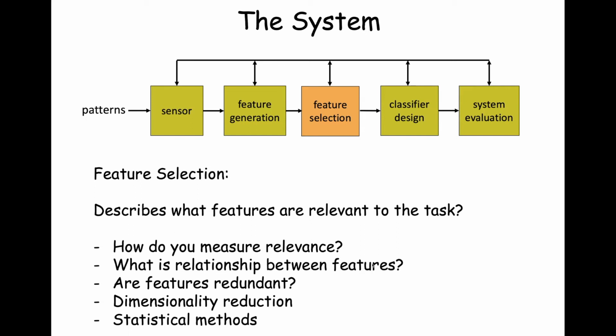One of the questions when we ask this, what features are relevant to the task, is that we need to know a few things. How do you measure relevance? What's the relationship between the different features? Are any features redundant? And we're trying to reduce the dimensionality. If you have a lower dimension, learning is far more feasible. And there are often statistical methods that you run over the generated features when you're performing feature selection.